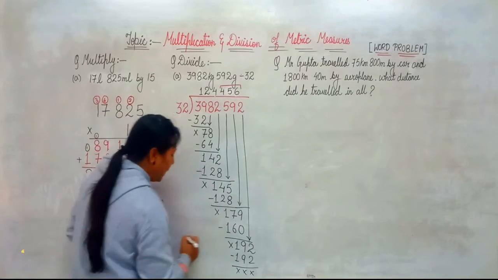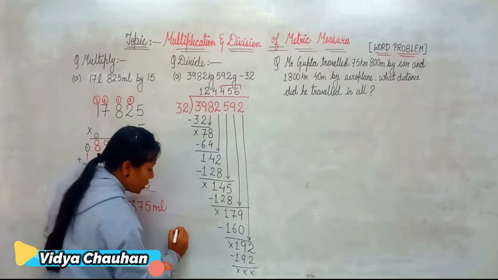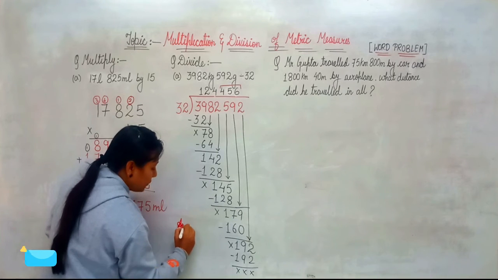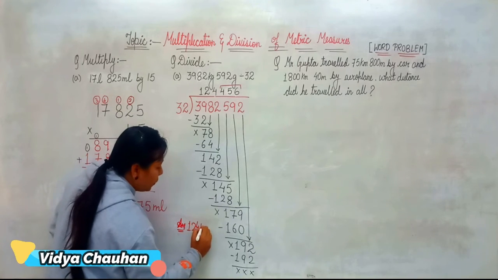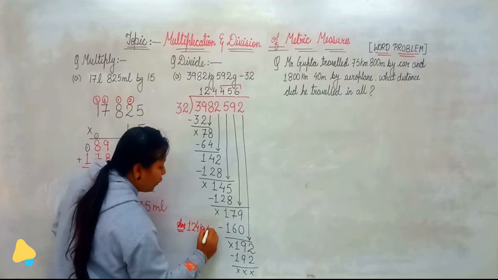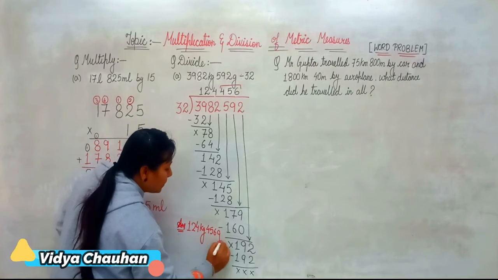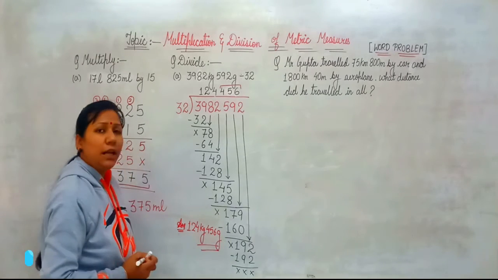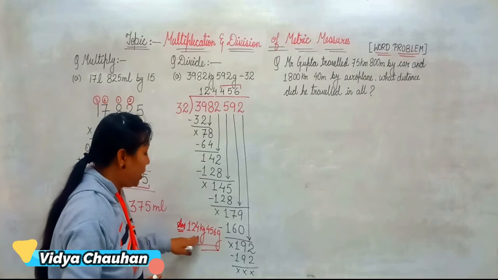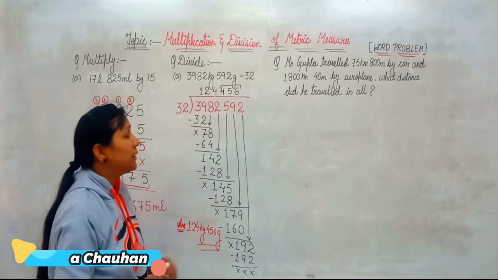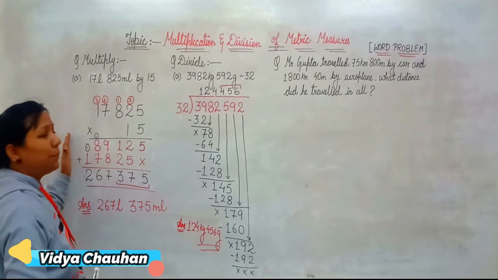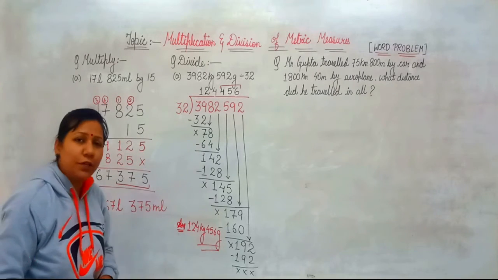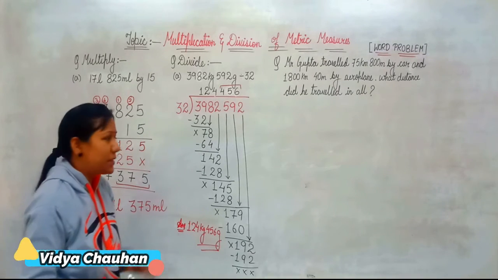So what is your final answer? The final answer for this question will be 124 kilogram and 456 gram. This will be your final answer. 124 kg, 456 gram. Clear students? So this is how you can perform the multiplication and division of the metric measures.